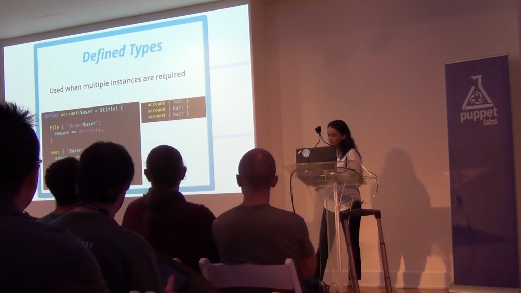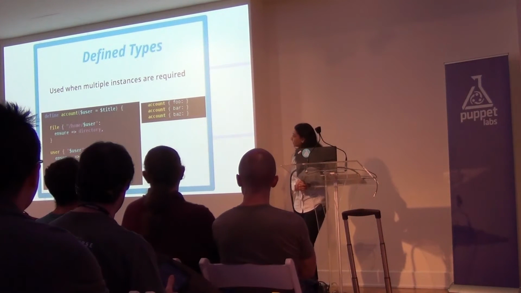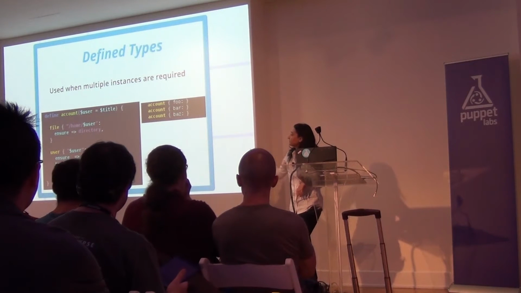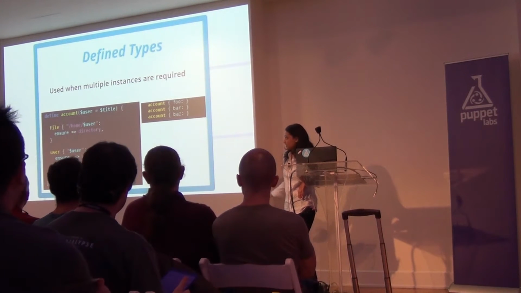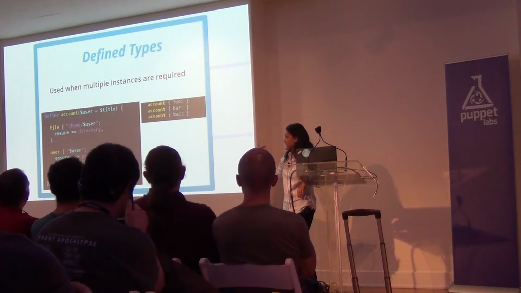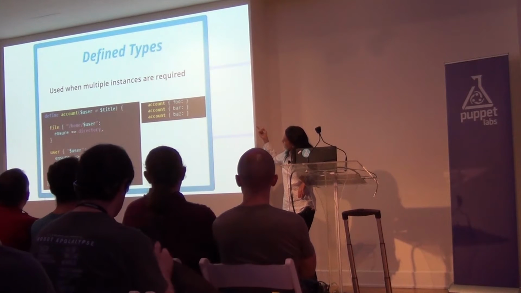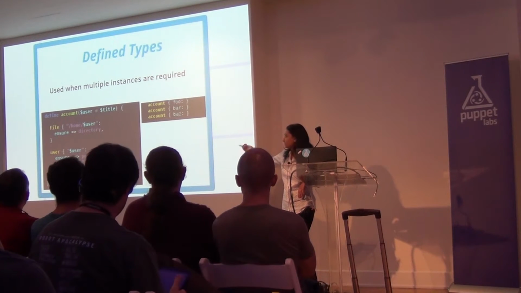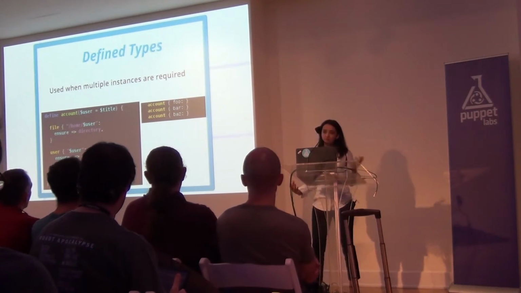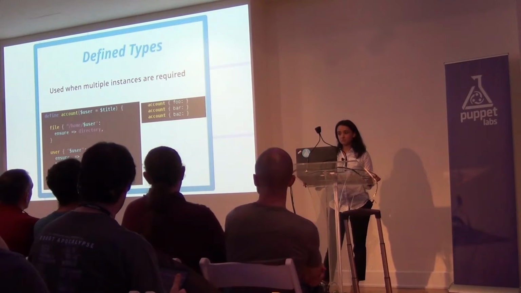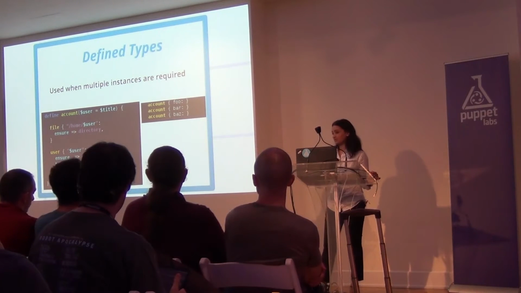Defined types, you can obviously have multiple instances of. So for example, here in the account defined type, all we're doing is creating a directory called /home/title and a user. So in the first case, account foo, it's going to create a user called foo and a directory called /home/foo and set the home directory of that user. Obviously, we want the capability of having multiple accounts on your machines. This is where you'd use a defined type.